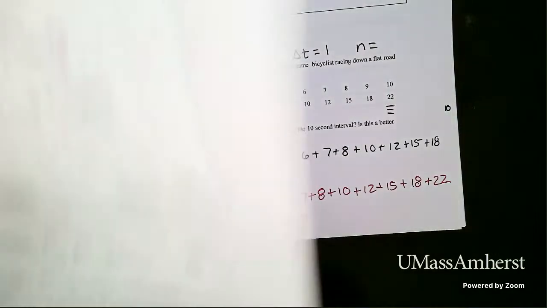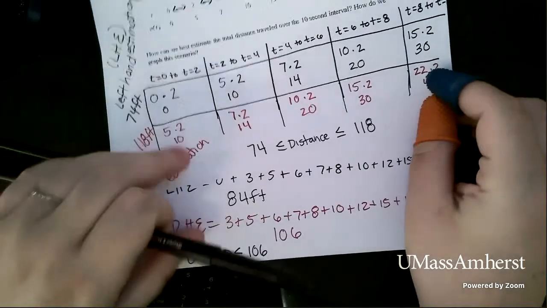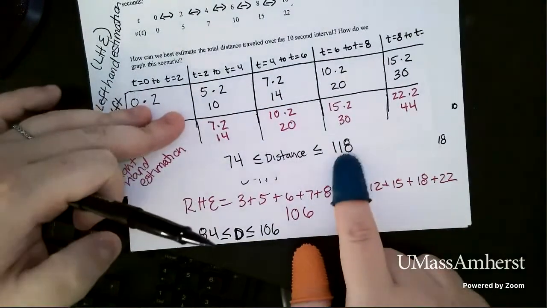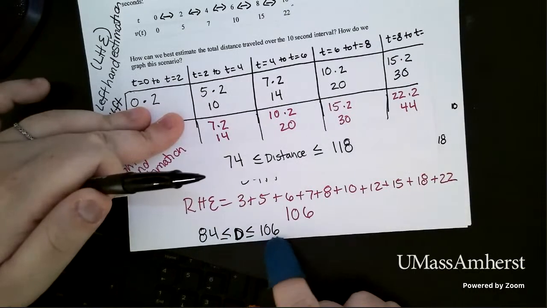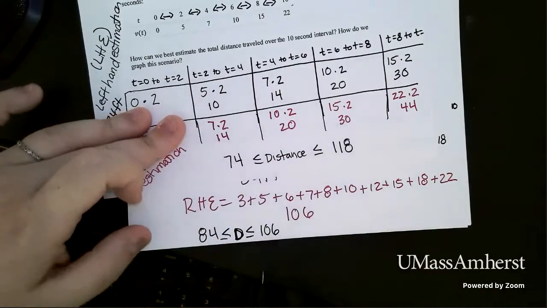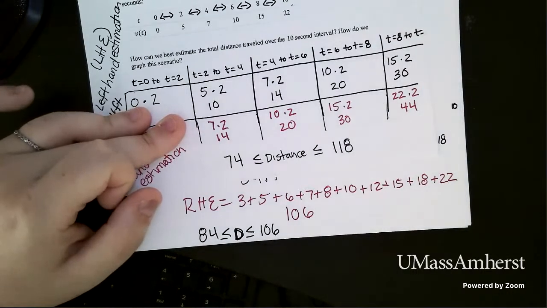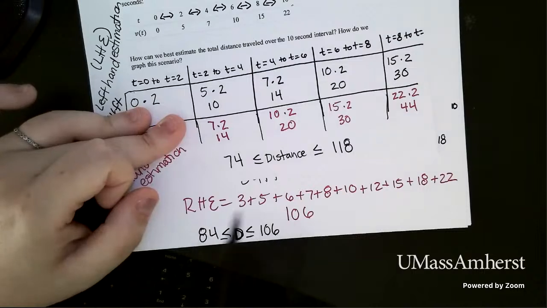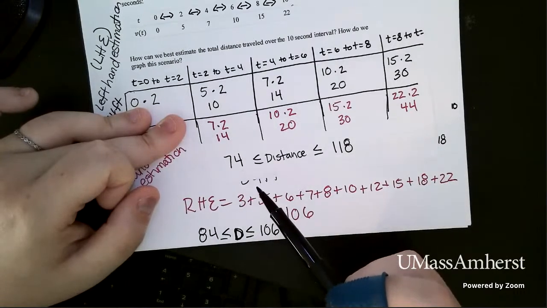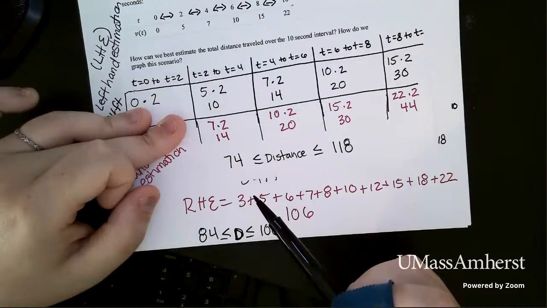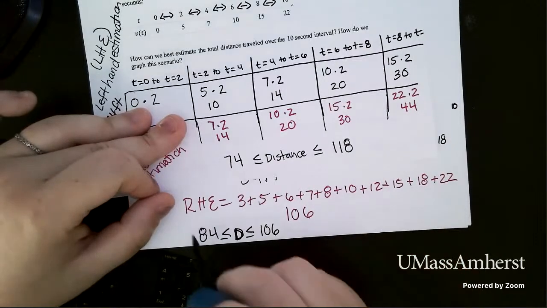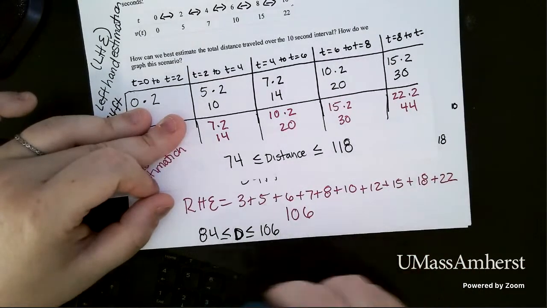Here we go. So before, our distance was between 74 and 118. Now it's between 84 and 106. And so this 84 to 106 is a better approximation because the interval is smaller, okay? So this is only 22 units long, whereas this one is 26 plus 18, 44. So since this interval is smaller, it's more accurate.